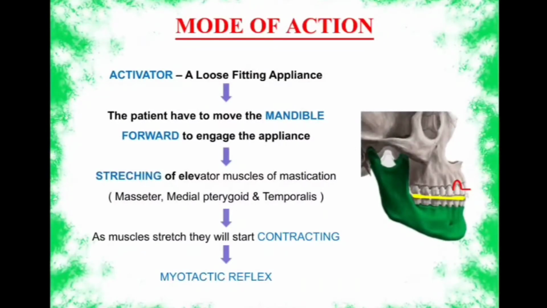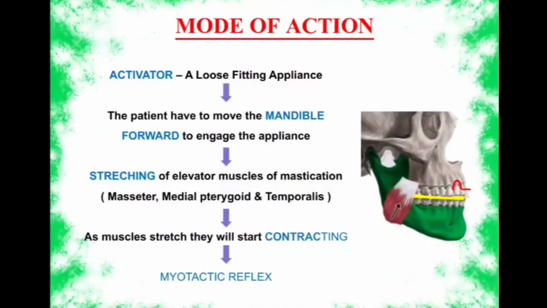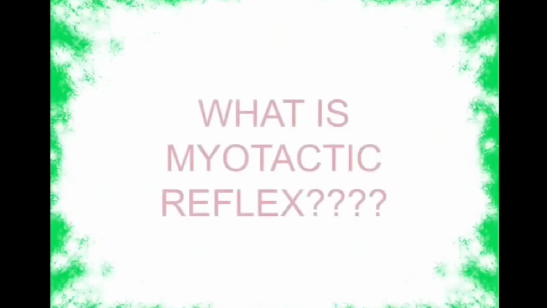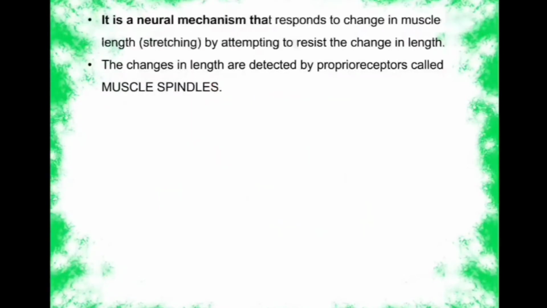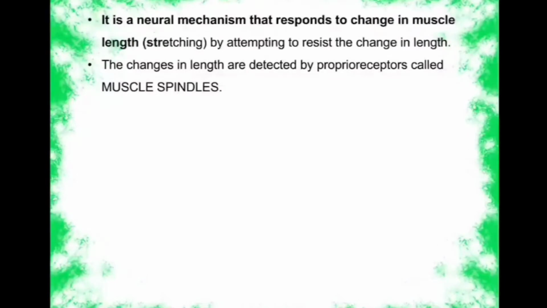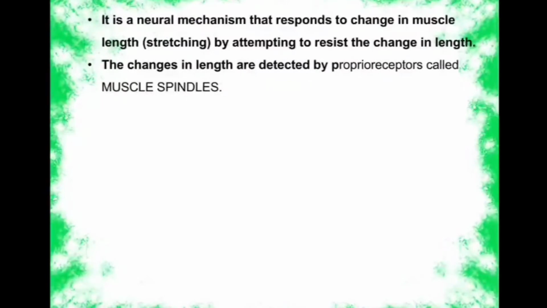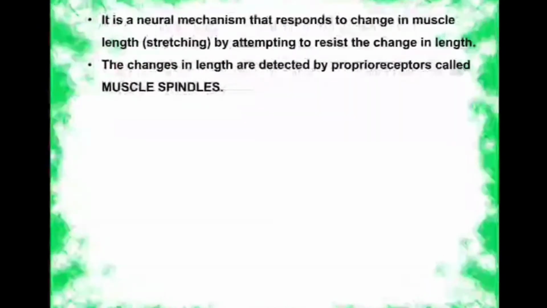So, there will be stretching of elevator muscles of mastication. What are elevator muscles of mastication? This includes masseter, medial pterygoid and temporalis. As muscles stretch, they will start contracting, leading to myotactic reflex. So, what is myotactic reflex? It is a neural mechanism that responds to change in muscle length, that is stretching, by attempting to resist the change in length. The changes in length are detected by proprioceptors called muscle spindles. And this whole process is important in holding the jaw against the gravity.